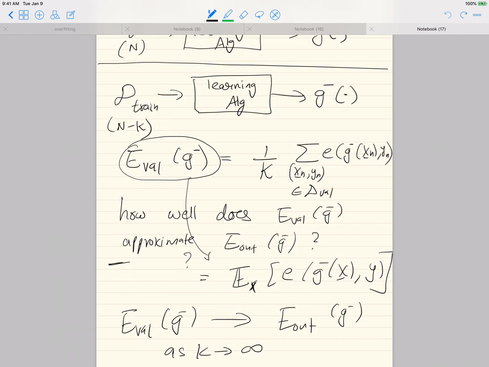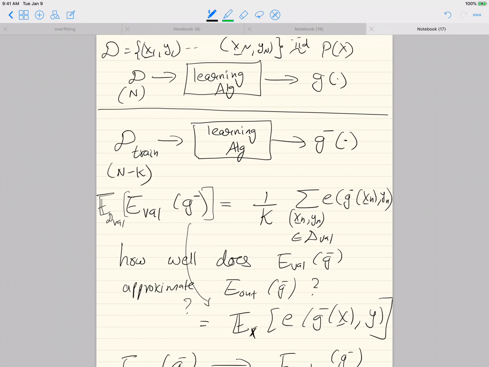If I take this quantity and I take the expected value with respect to Dval, any idea what that will be? So what I'm doing here is, for a given Dval, I'm taking the average over those k points. Now those k points are themselves random, right? They are random because we are sampling them IID from P_X. What if I take the expectation with respect to Dval? Any idea what that quantity will be?